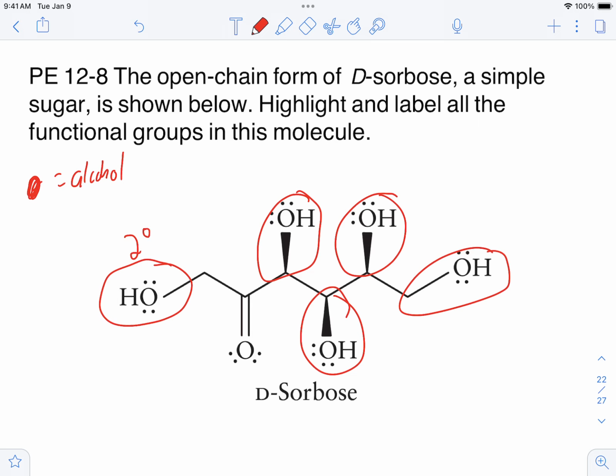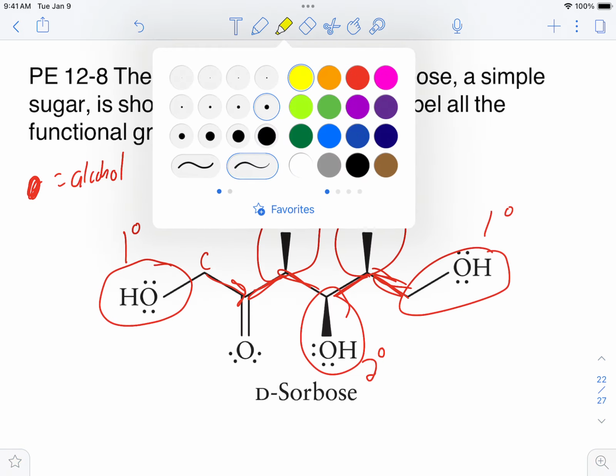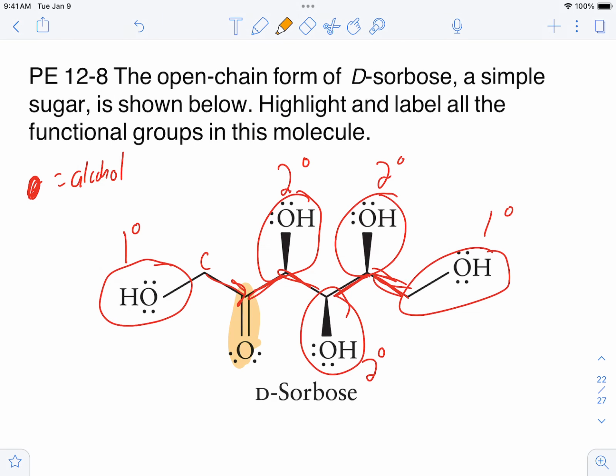This is a secondary alcohol. No, I'm sorry, this is a primary alcohol, because my C is only bonded to one R group. This is a secondary alcohol because it's bonded to two R groups. This is a secondary alcohol. This would be a primary alcohol. And this would be a secondary alcohol. So the only other functional group we have here would be this O double bond C to two R groups, and that is the definition of a ketone.